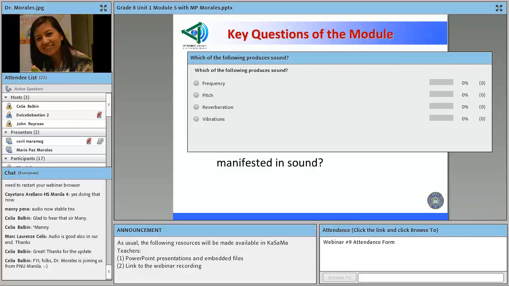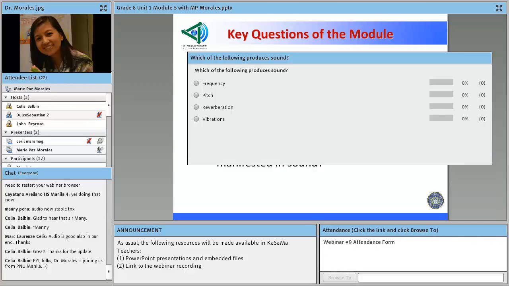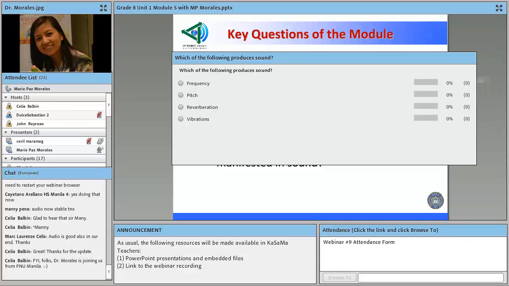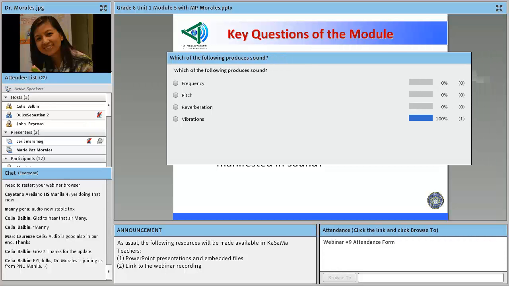Okay, so guys, probably you can take a look at the question. What might be the probable answer to this? So we can see your prior knowledge also. Ayan. So marami akong nakikita. Iba-ibang sagot.